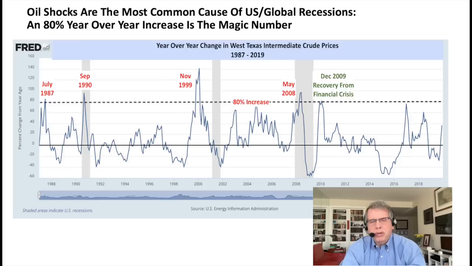The chart here shows you the year-over-year change in WTI crude prices from 1987 to 2019. We chopped it off to cut off the volatility around the pandemic crisis when oil prices collapsed and then came back. Kind of screws up the data, but this data here is very clean and very good. And you'll see that in September 1990, oil prices went up almost 100%. We had a recession. November 99, oil prices more than doubled due to a speculative bubble in energy prices that happened right alongside the dot-com bubble, and sure enough, we got a recession. And oil prices doubled in May 2008, and sure enough, we were in a recession.